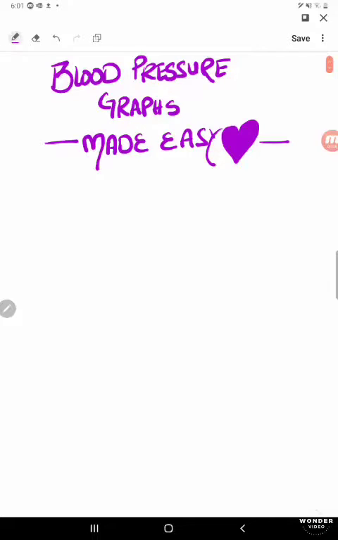The last time we spoke about blood pressure graphs, we talked about the effect of epinephrine, norepinephrine and isoproterenol on our blood pressure, total peripheral resistance and our heart rate. Today we will go a little further and we will talk about the effect that we see in our blood pressure and heart rate after we give alpha blockers.